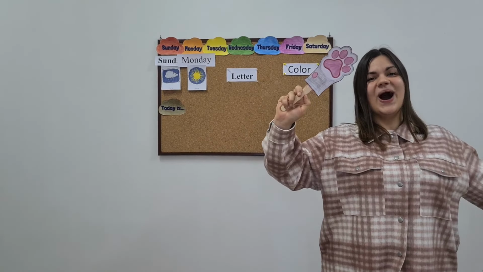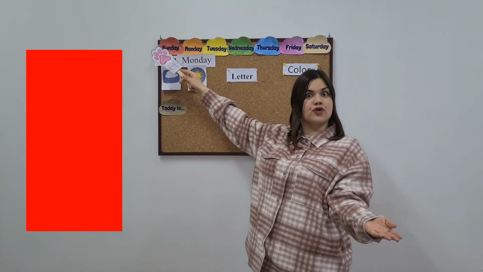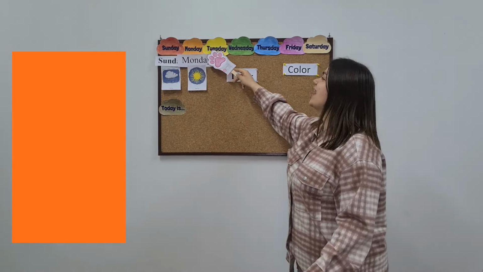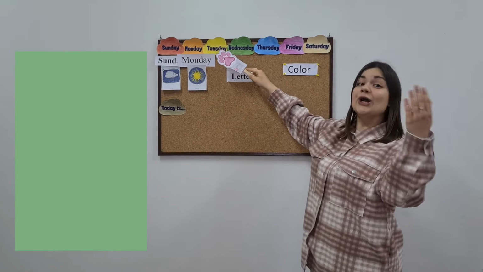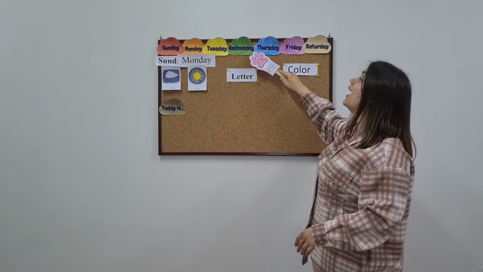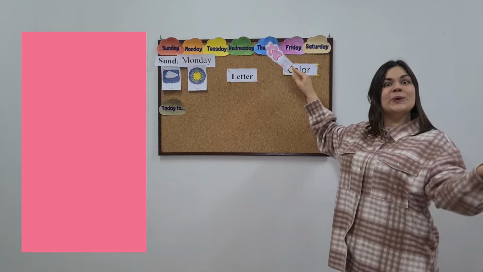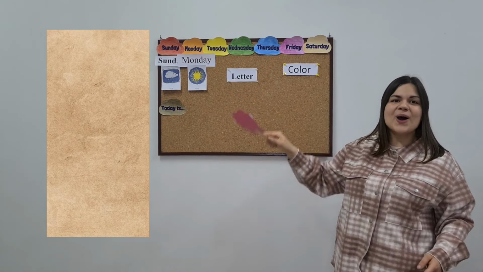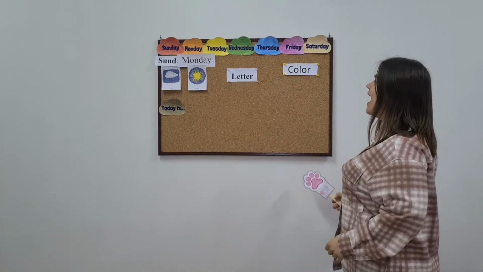Here it is. Okay. The first color is red. Then orange, then yellow, then green, then blue, that's right, then pink, wonderful! And the last one is light brown. Great job, guys! Perfect! Alright!